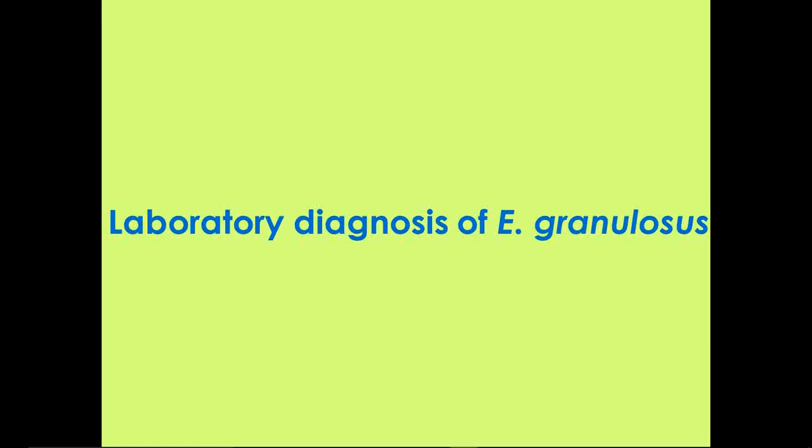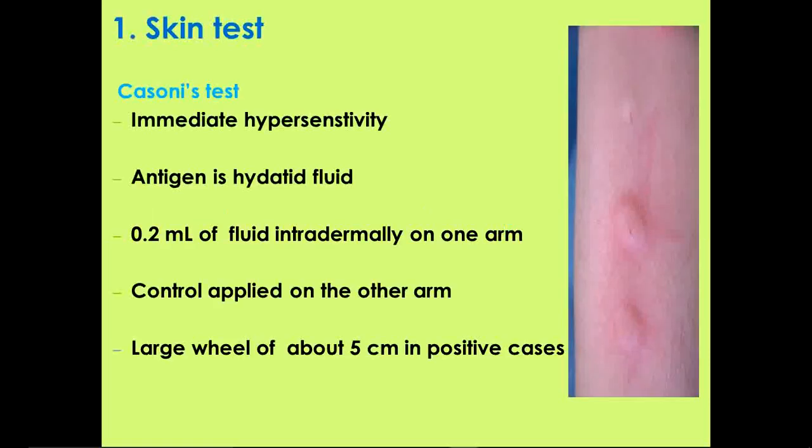Laboratory diagnosis of Echinococcus granulosus. The first test is a skin test which is called Casoni's test. It is an immediate hypersensitivity type of reaction, and don't worry about this reaction. We are going to teach you in quite detail when we move on to the immunology section. So this test was introduced by Casoni in 1911.